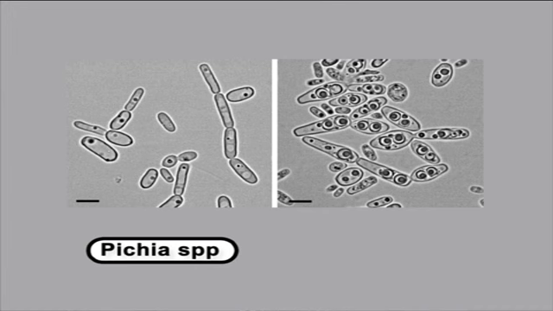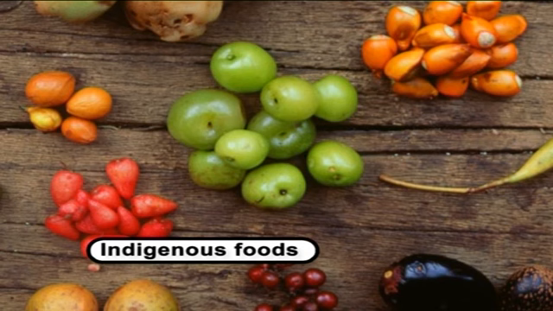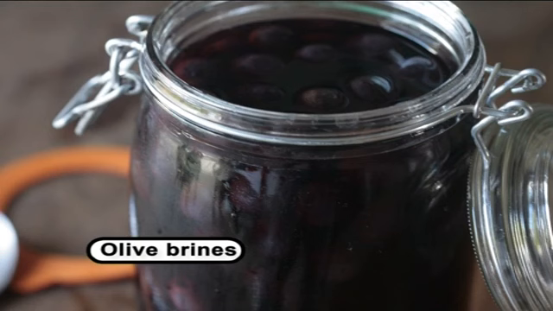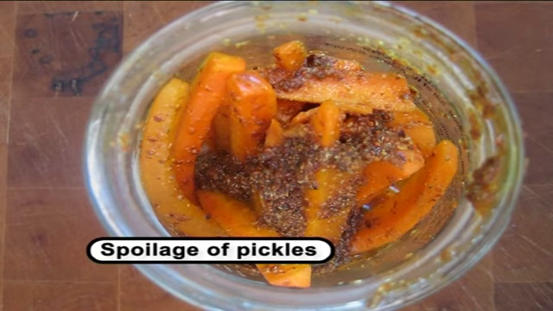Pichia. This is the largest genus of true yeast. Pichia species typically form films on liquid media and are known to be important in producing indigenous foods in various parts of the world. Some have been found on fresh fish and shrimp, and they are known to grow in olive brines and to cause spoilage of pickles.